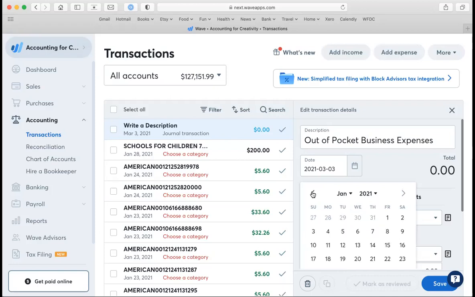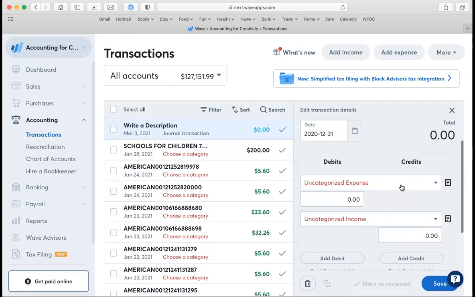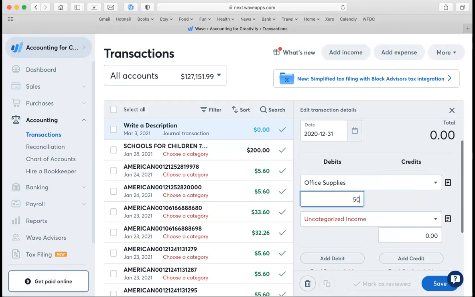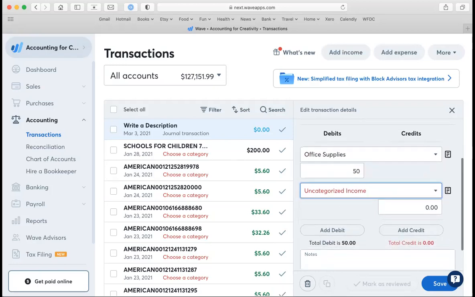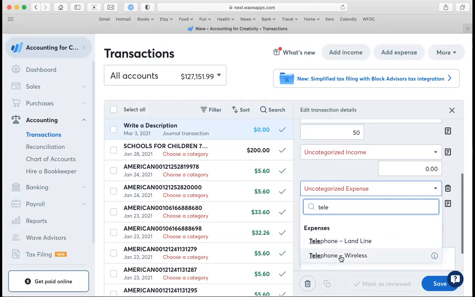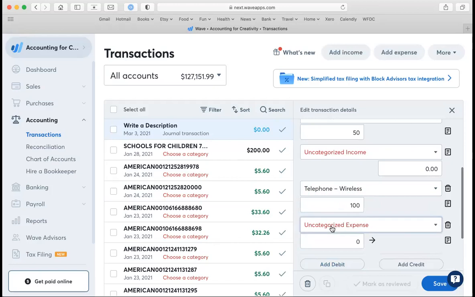And I'm going to go back to December 31st, 2020, so that I can get ready for tax purposes and close things up. And then I just start using expense categories. So let's say I had some office supplies that I bought, put that in. And then the next thing I want to do is add more debits, because this is going to be all expense categories that I want to account for. And I'll just start populating in a few as an activity here.